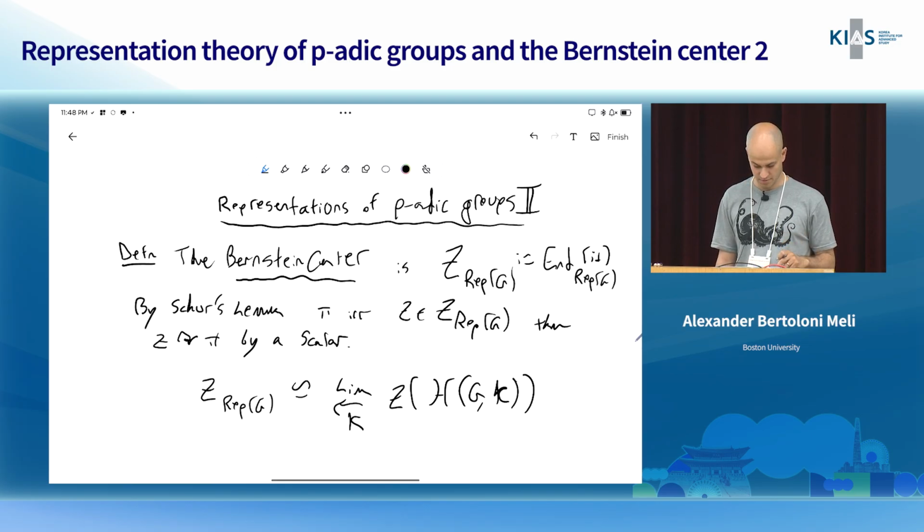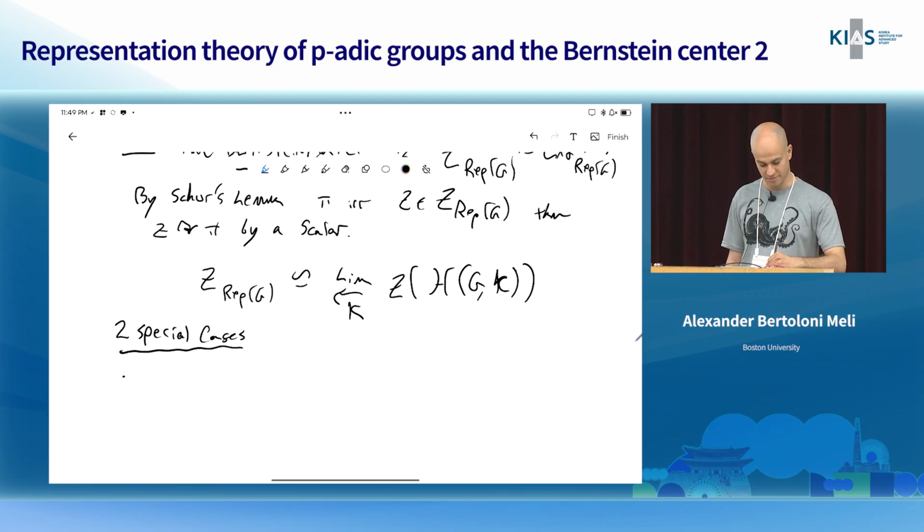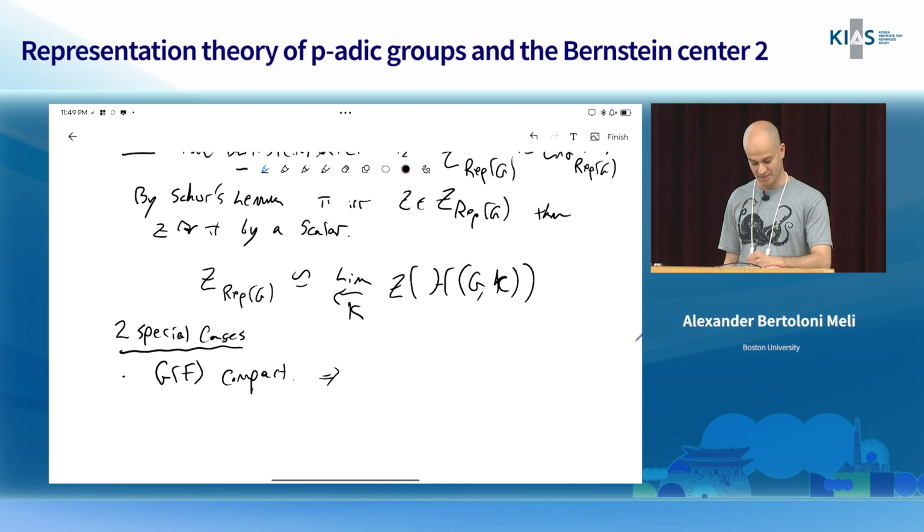Okay, so this is true, but the centers of these algebras can be very complicated, so this doesn't necessarily tell us that much. But I wanted to focus on two special cases first, so we can build some intuition. The first is when G(F) is compact, and that implies profinite, I think, in this situation.